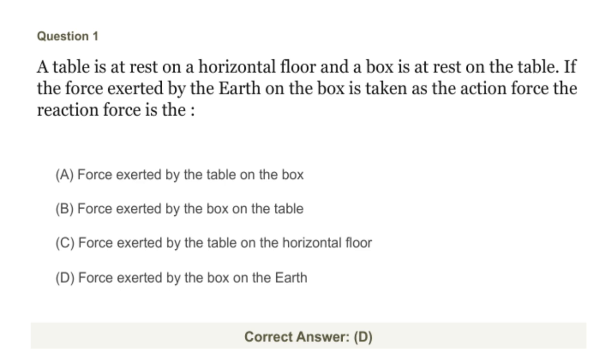Since the Earth exerts a force on the box, the reaction force must be exerted by the box back on something. And that something is the Earth itself. So, the reaction force in this scenario is the force that the box exerts on the Earth. Therefore, the correct answer is D, the force exerted by the box on the Earth. This highlights an important concept. Action and reaction forces act on different objects, not the same one. Understanding this helps us better grasp how forces work in real-world situations.